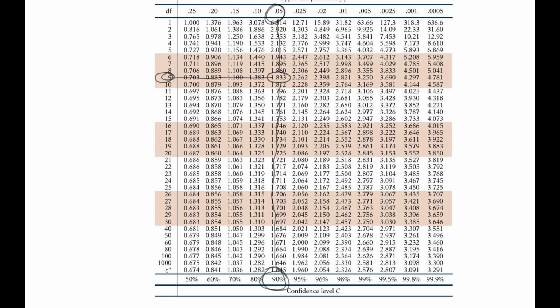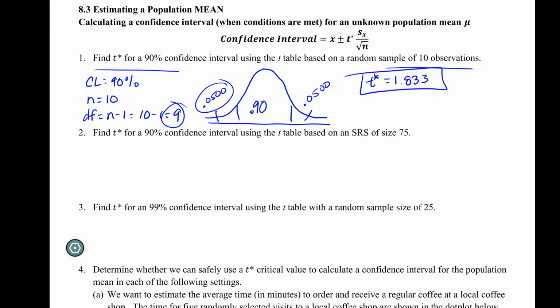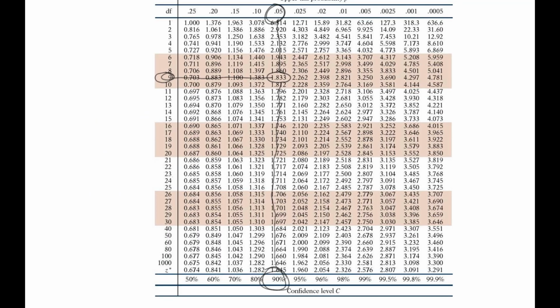Okay, let's go ahead and take a look at the next example. We want to find now a T-star for a 90% confidence level based on a simple random sample of size 75. So n equals 75, and that means my degrees of freedom is going to be 74. So we go back to our table. And we have the same confidence level, 90%, so that's good.